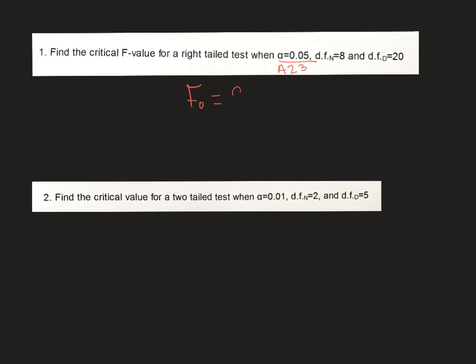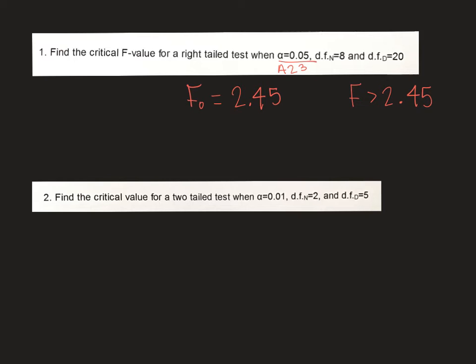So that critical value is just going to be 2.45, which also means that your rejection region, I know we weren't asked for it, but since it's right-tailed, would be greater than 2.45. For number 2, we want to find the critical value for a two-tailed test when alpha is 0.01.